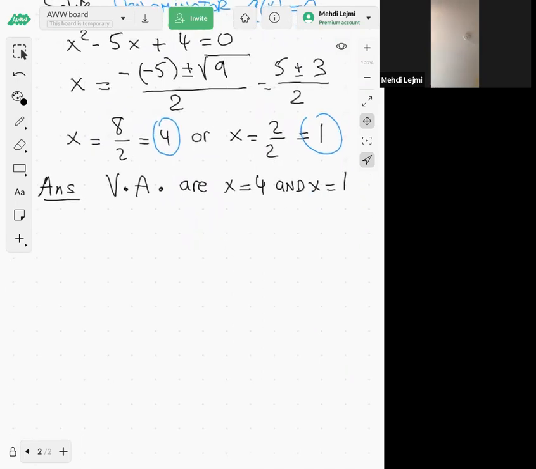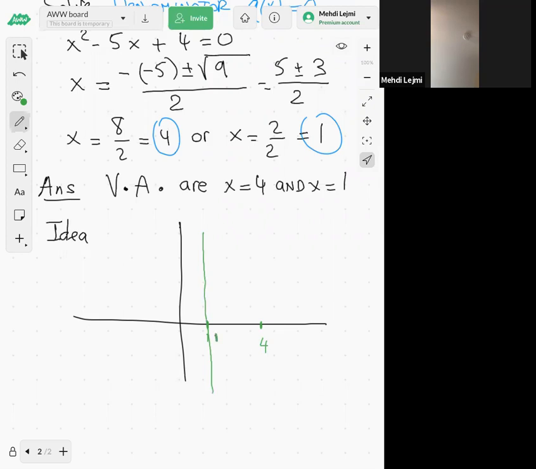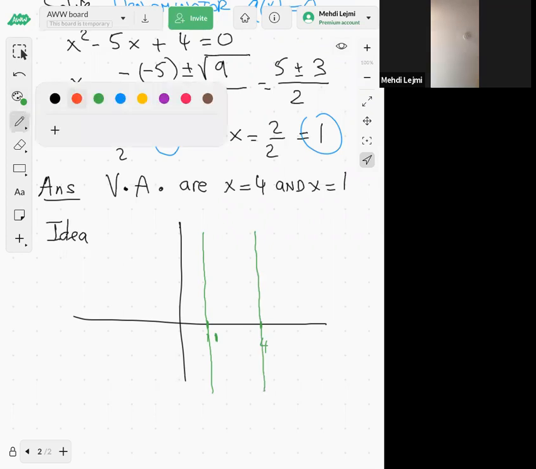But the idea here is, let's say this is x equal to 1 here. This is x equal to 4. So we're going to have vertical asymptotes. Remember, guys, vertical asymptote means vertical line. So I'm going to have a vertical line here at x equal to 1, and I'm going to have a vertical line at x equal to 4. And so here I have positive infinity, here I have negative infinity, right?